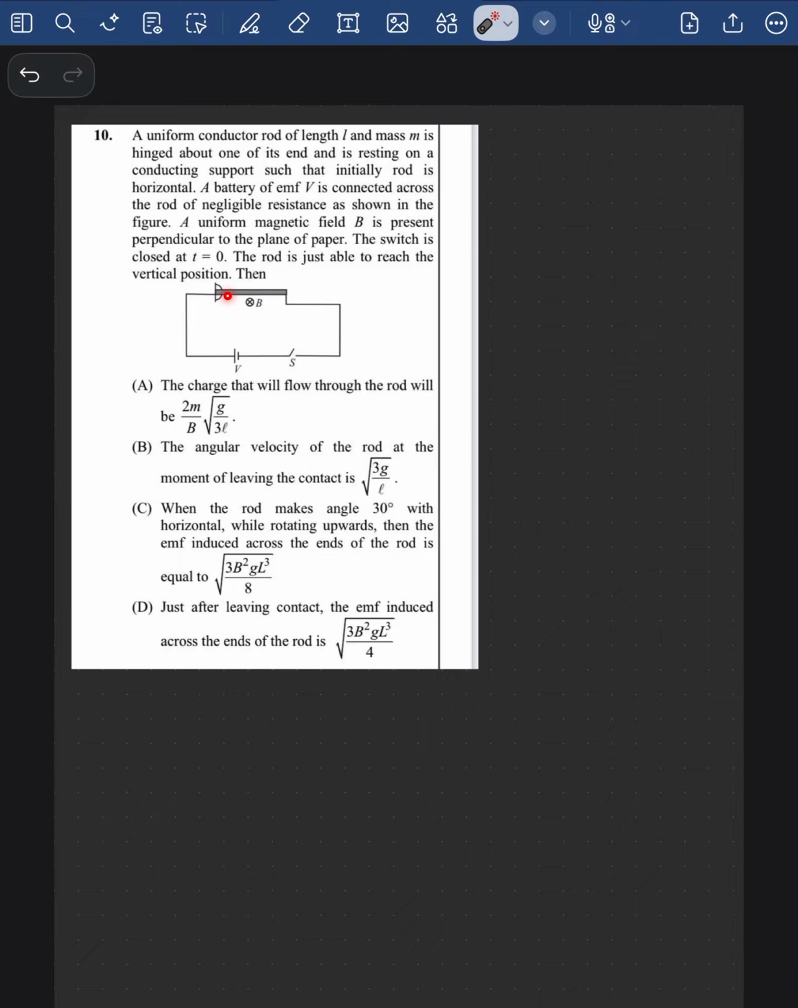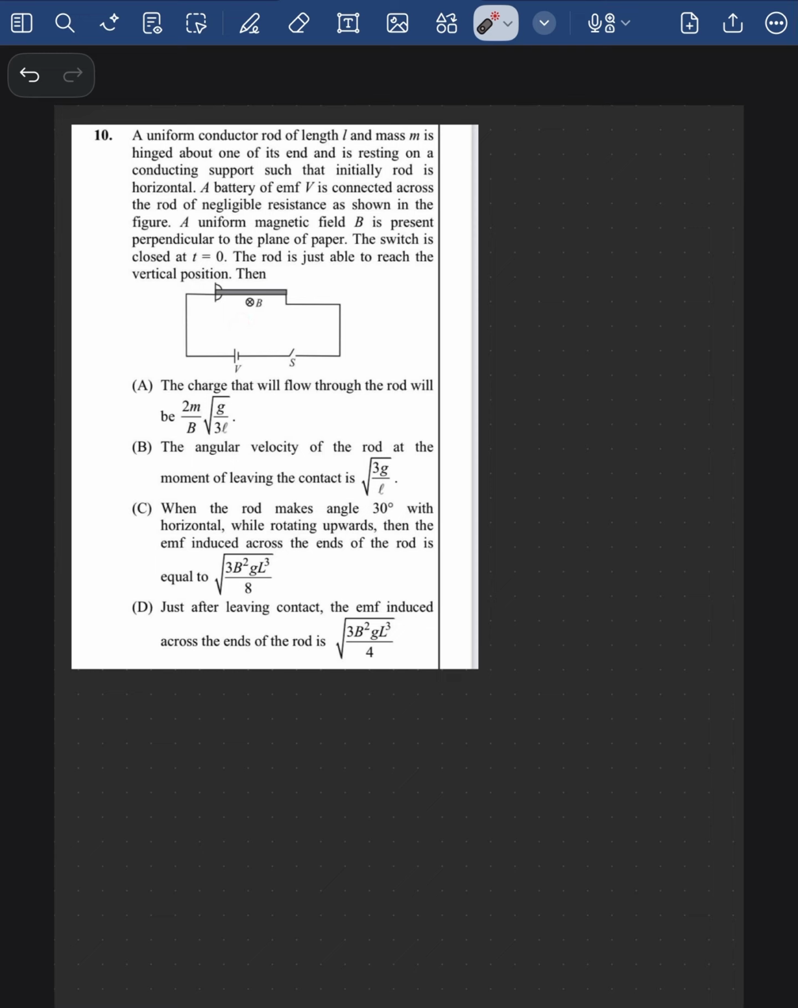Okay, so this is your conducting rod which has a length L and mass M. This is hinged about one of its ends as shown over here. The rod is initially horizontal and then you have a battery connected to this rod. Then your switch is closed at t equal to 0. We have a magnetic field in the inward direction, right? It's mentioned that the rod is just able to reach the vertical position.